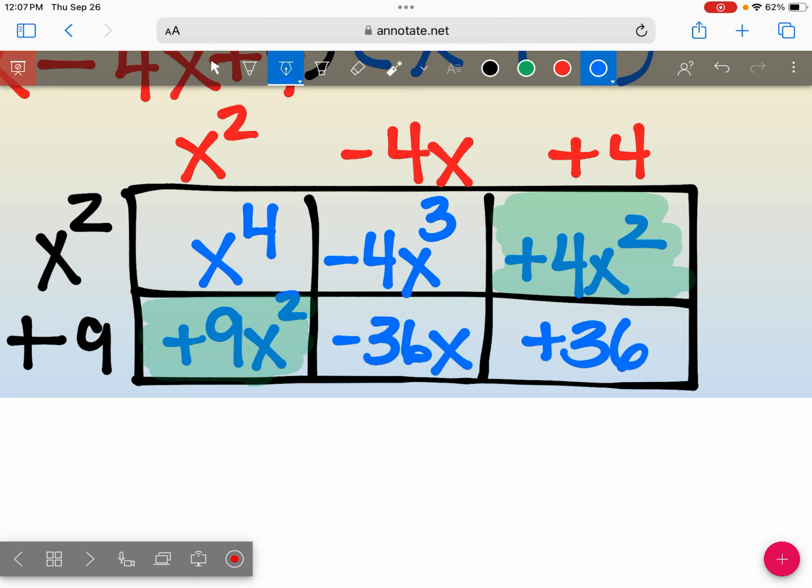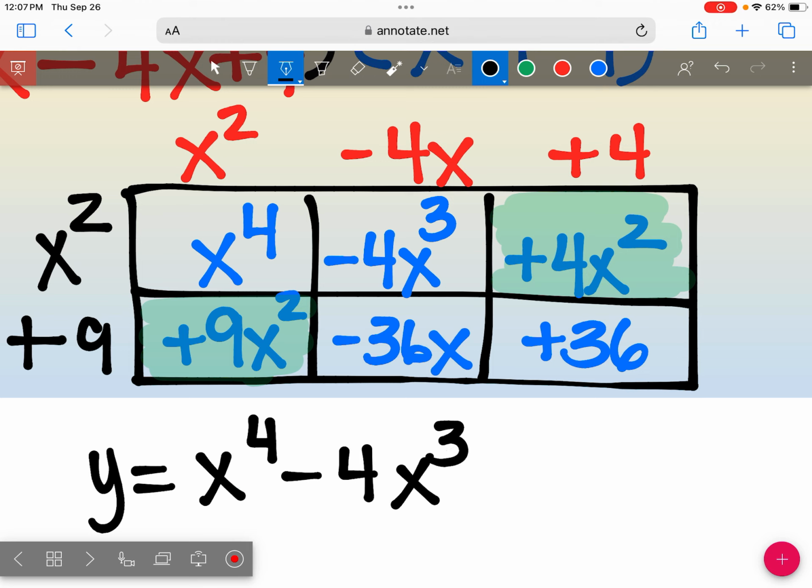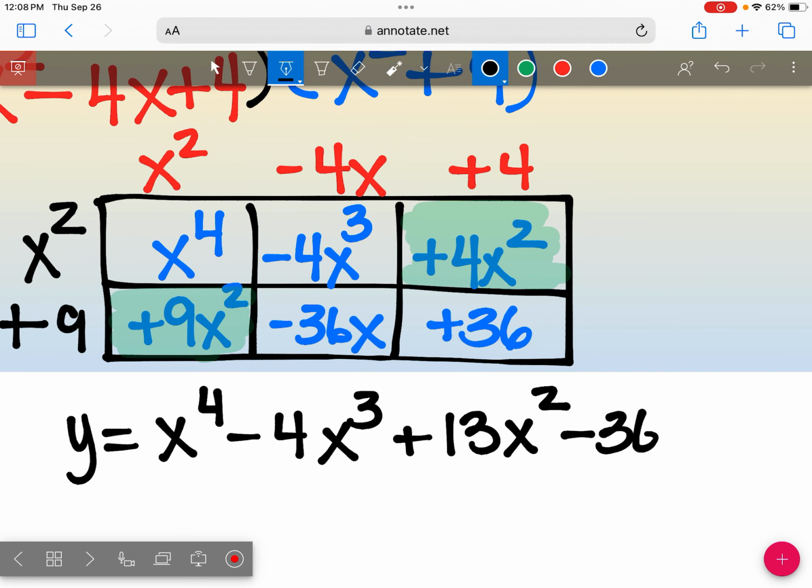Okay. All right, let's go ahead and combine our like terms, which is just our green squares. So our final answer would be y equals x to the 4th minus 4x cubed. What do you get when you add those 2 like terms together? 9 plus 4 is 13x squared minus 36x plus 36. It's pretty long.